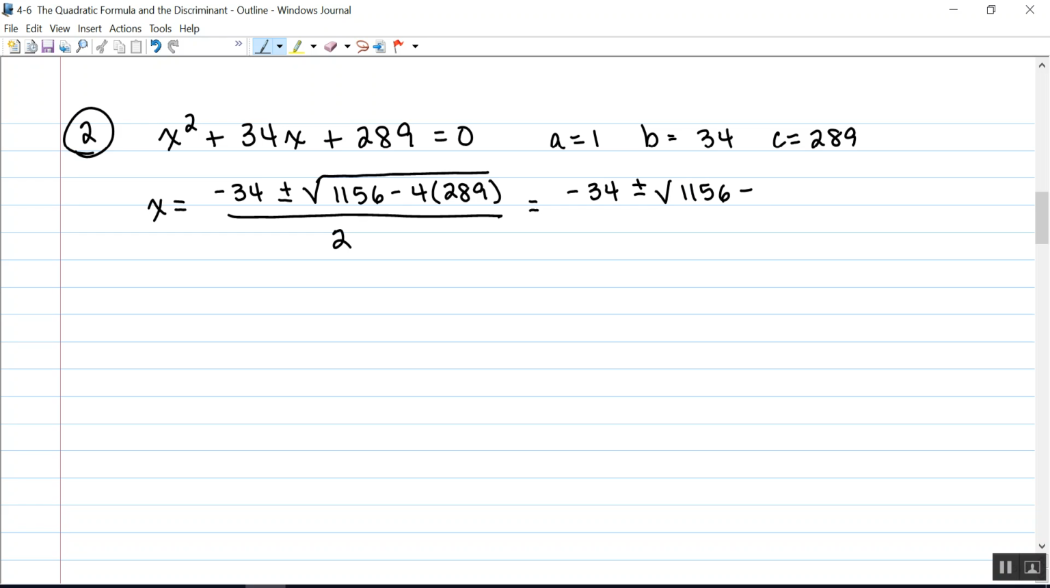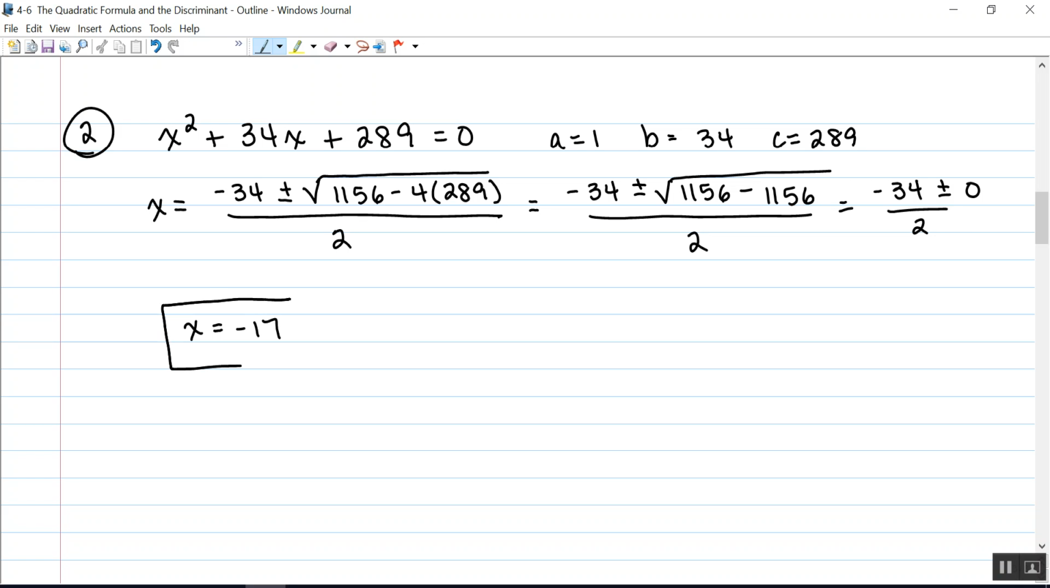Oh, look at that, it's 1156. Wow, that's very cool. All over 2, or negative 34 plus or minus square root of 0 is 0 over 2, which means that x just equals negative 34 divided by 2, or negative 17. So sometimes when you do the quadratic formula, you may end up with just one solution, in this case negative 17.